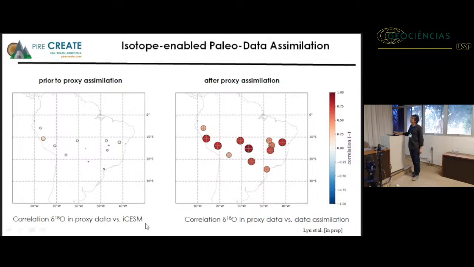Here you see the records from the monsoon region that we assimilated. If you just take the records and correlate them over time with what the model produces, iCESM, you can see these correlations are very, very weak. If you do the same after you assimilate the data, much, much better result. As it should be, maybe not really a surprise, but it at least validates that this makes sense.